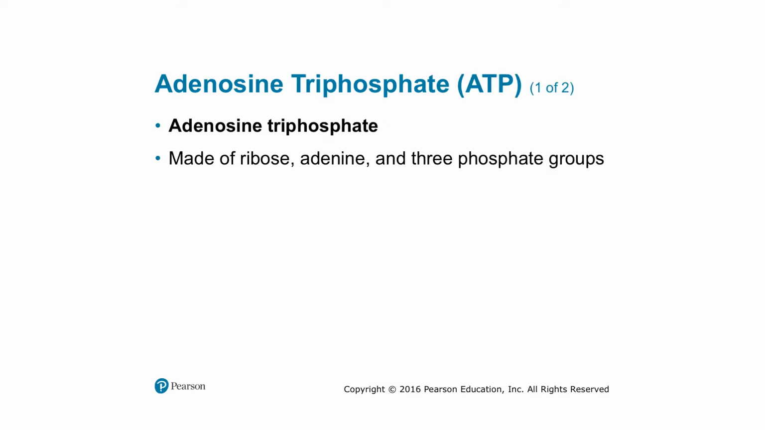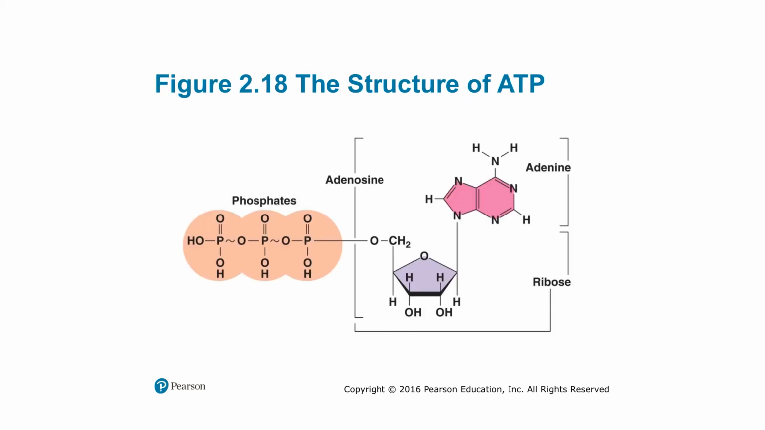Adenosine triphosphate is made of a ribose, adenine, and 3 phosphate groups. Here you'll see the structure. You've got the adenine right here, the ribose sugar right here, and then you've got your 3 phosphate groups over here. What I'll tell you is this first bond holds a ton of energy, and that's why it's a very useful energy storage molecule.